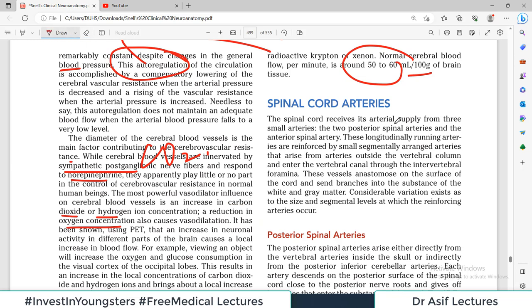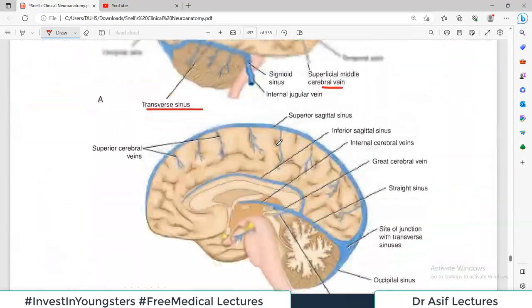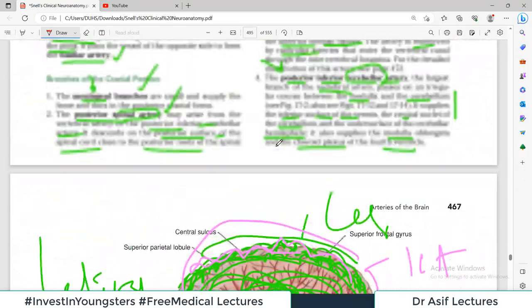The spinal cord receives its arterial supply from three small arteries. There are two posterior spinal arteries, dono vertebral se nikalti hain, aur ek anterior spinal hoti hai, because jo anterior side hai wahan pe dono vertebral se branches nikal ke ek single anterior spinal banati hain. Ye humne dekha bhi tha abhi upar diagram mein.